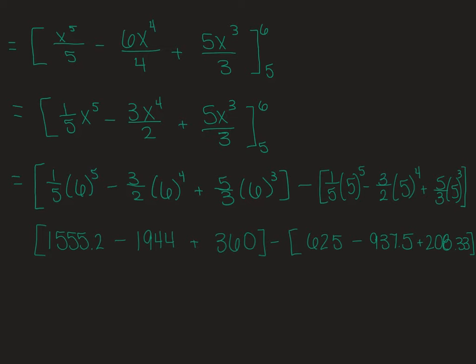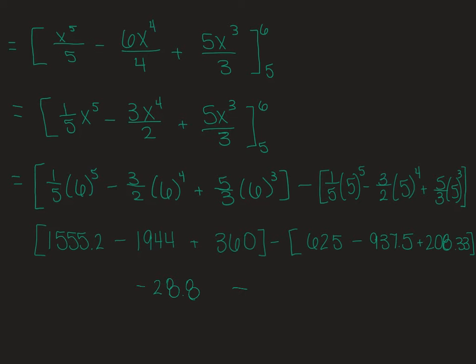So now let's work on what we have inside of our bracket. You see why the notation is very important here. You need to work on what you have inside of this bracket down to one value, then subtract. So we have 1,555.2 minus 1944 plus 360. So I have, whoops, let's put that pen back on. I have negative 28.8. And I'm going to be subtracting.